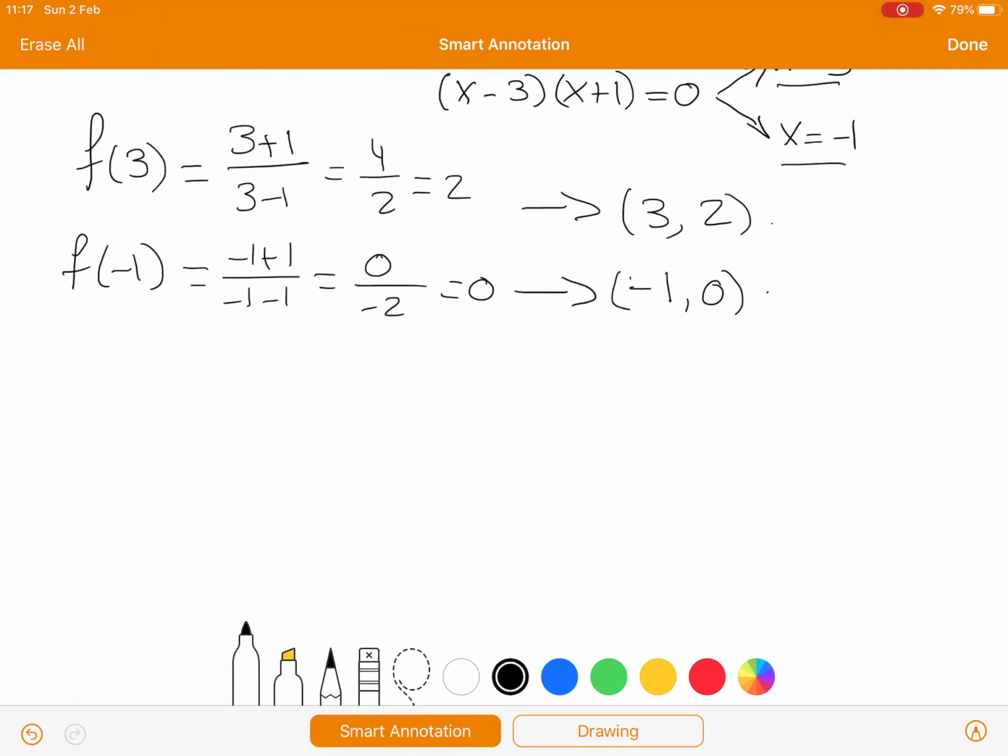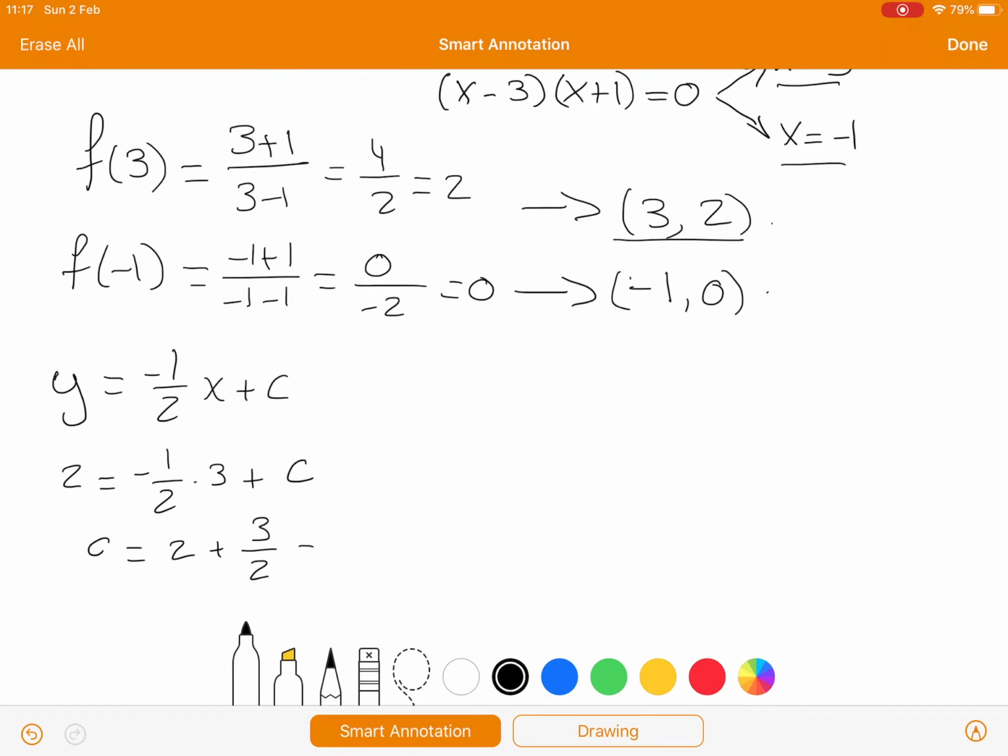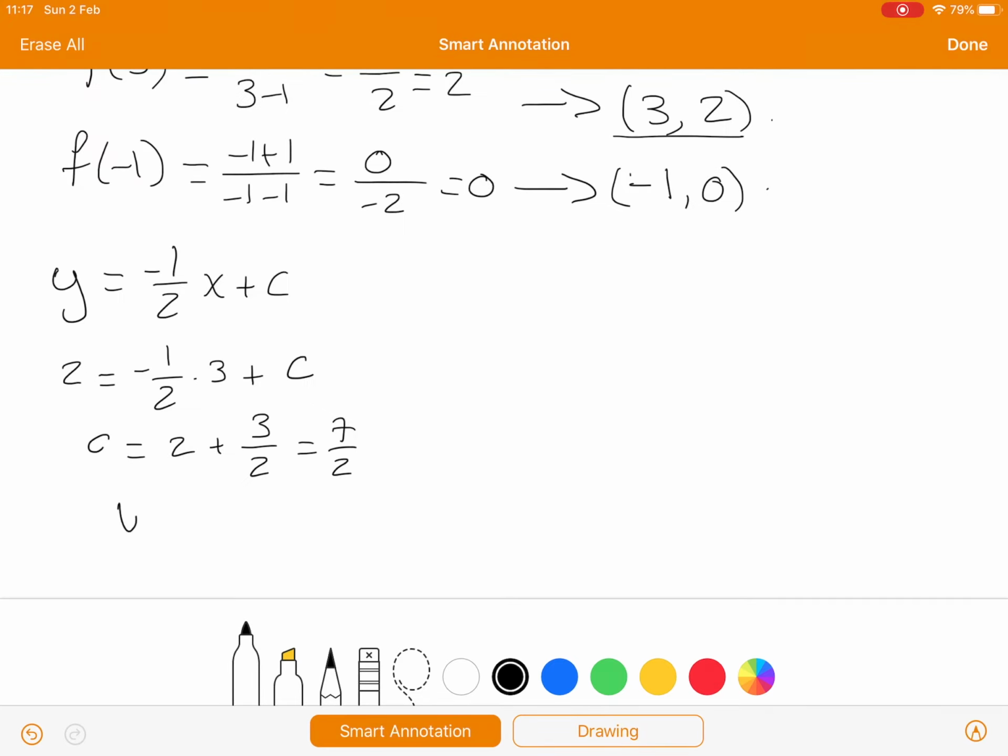So for the first point, the point (3, 2), the equation of the line, remember, was y equals minus 1/2 of x plus a constant. For the point (3, 2), if I do the substitution, I know that 2 needs to be equal to minus 1/2 times 3 plus the constant. That means that my constant is equal to 2 plus 3/2, which is 7/2. That gives me the first answer I was looking for, which is y equals minus 1/2 of x plus 7/2. That will be my first answer.